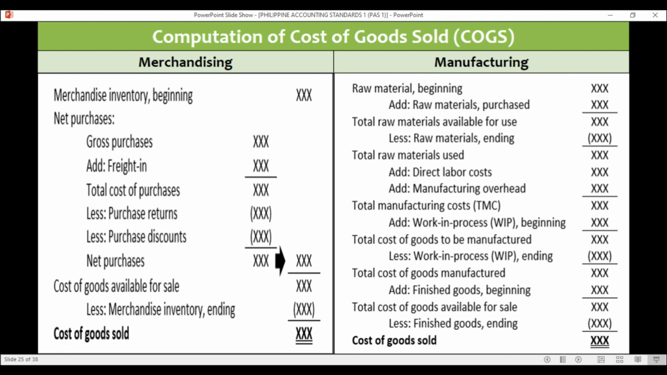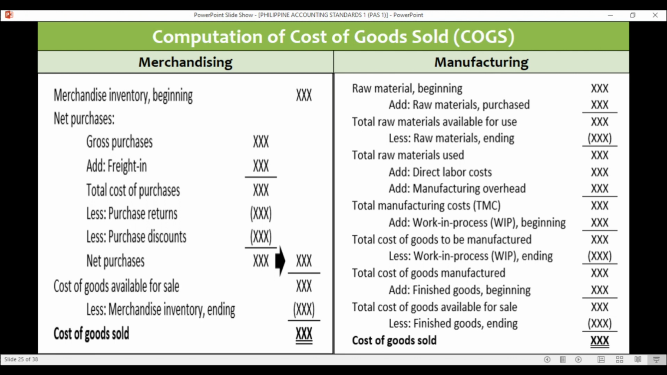That is for merchandising. But for manufacturing, we focus on the material items of inventories and other expenses that are applicable during the manufacturing process. But on your part, our focus mainly is on the merchandising portion. So for manufacturing, the raw materials beginning, add the raw materials purchased, then we can have the raw materials available for use, less the raw materials ending, we can have the total materials used. Add labor and manufacturing overhead, we can have the total manufacturing cost.